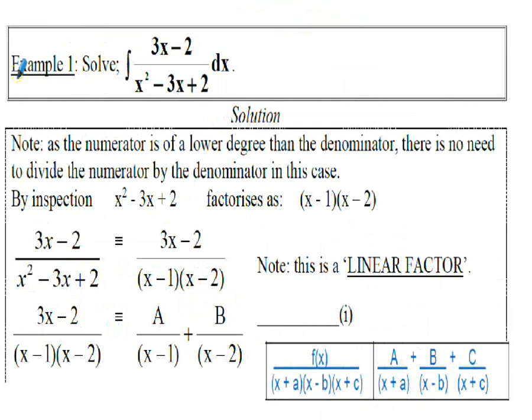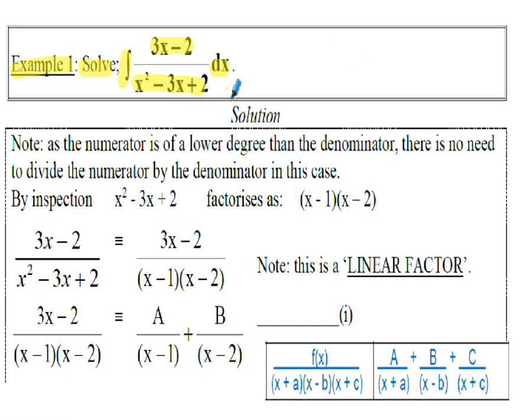Example 1. We're asked to solve the integral of (3x minus 2) divided by (x squared minus 3x plus 2) with respect to x. This solution for the partial fractions as outlined below was actually undertaken in the previous presentation relating to partial fractions. However, for convenience, I'll go through the process of the partial fractions again here before we undertake the integration.